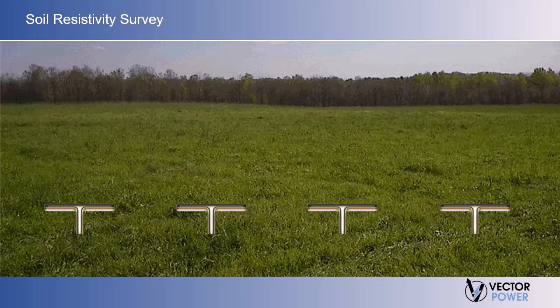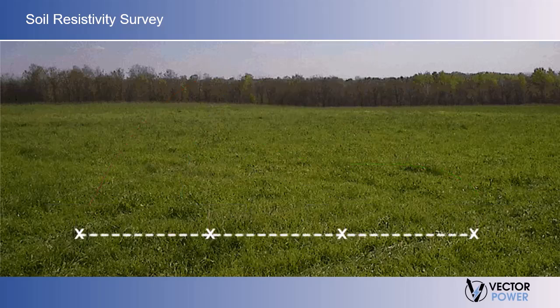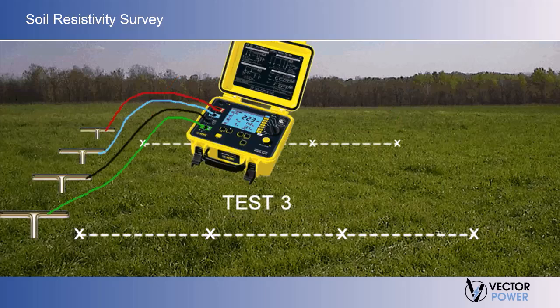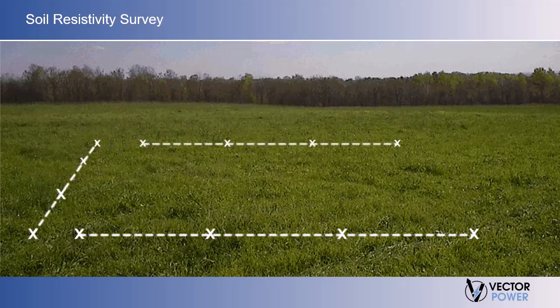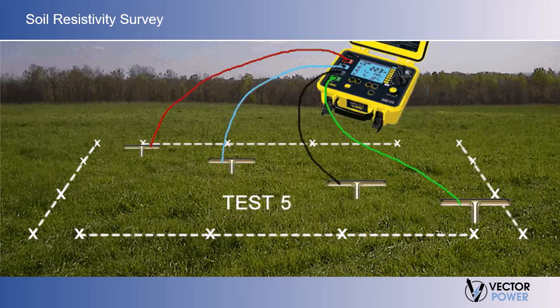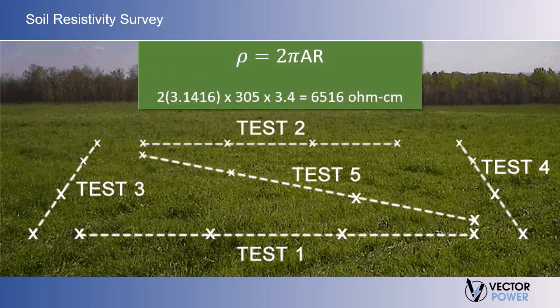Once our test electrodes are placed at the appropriate spacing and depth, we can connect the 4-terminal test set and take our measurements. Observe and write down your test results. For our practice sample, let's assume that the average of the 5 measurements was 3.4 ohms. Now we're ready to apply the formula.